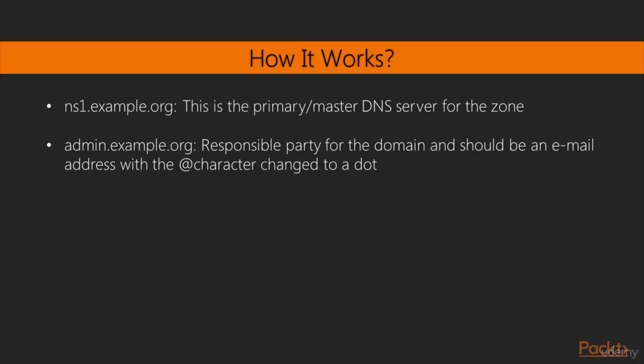ns1.example.org. This is the primary master DNS server for the zone, admin.example.org. This is the responsible party for the domain. This should be an email address with the @ character changed to a dot. So in this example, admin@example.org should be contactable.